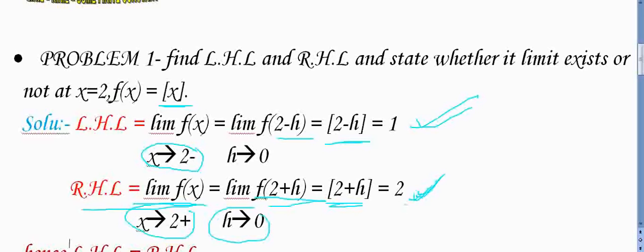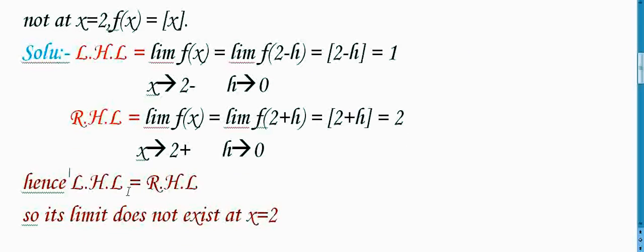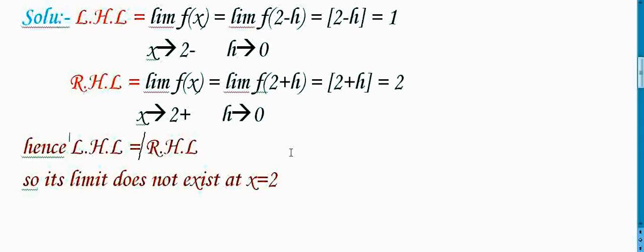So here LHL is not equal to RHL. Here it's a misprint, it is not equal to RHL, so its limit does not exist at x equals to 2. Okay, this is a simple question.